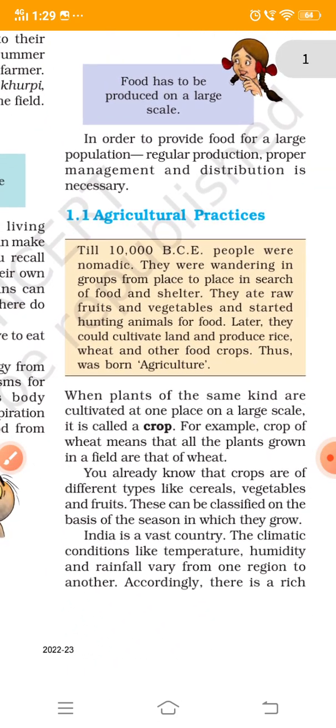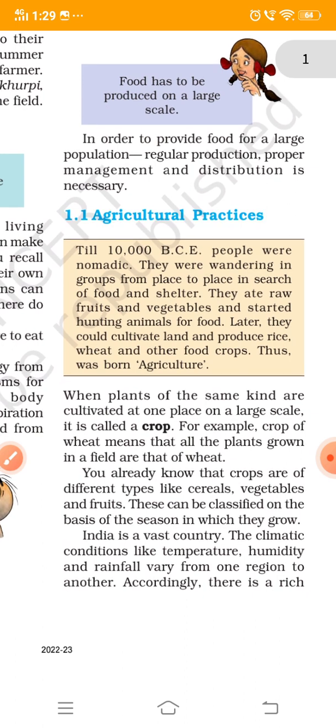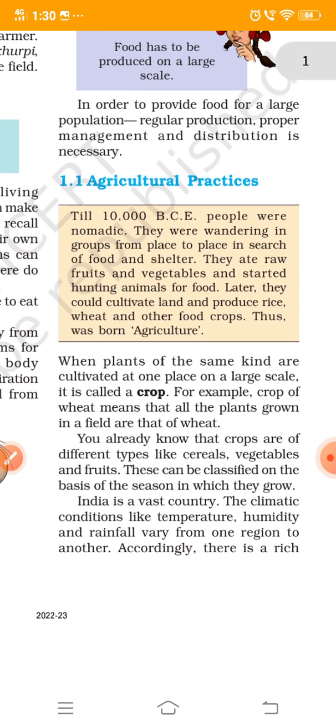Agriculture practices. Since we are learning in history as well, agriculture began around 10,000 BCE, before which people were nomadic. They were wandering, eating fruits, and gathering seeds, roots and all. We all know about this.